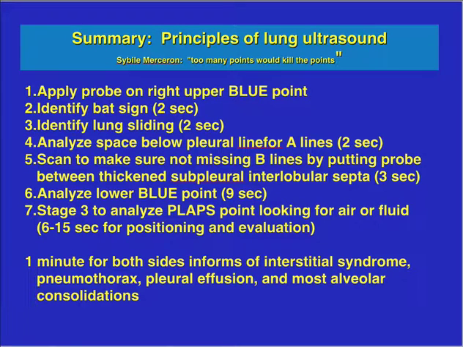So just as an example, you would apply the probe to the right upper blue point, you would identify A lines, you would identify lung sliding, you would analyze the space below the pleural line, then you would scan to make sure you're not missing any B lines, then you would analyze the lower blue point or PLAPS points, and all this should take about 1 minute on both sides and should inform you of pneumonias, pneumothorax, pleural effusions, and most alveolar consolidations and pulmonary edemas.